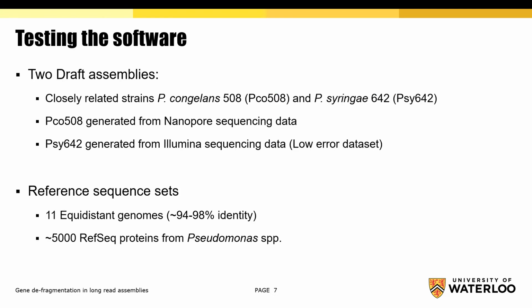So we tested our software on 2 draft assemblies. One of them was generated from long reads, more specifically nanopore sequencing, as well as a short read assembly, which acts as our low error dataset. For the reference information, we collected 11 equally distant reference genomes, hovering around 94 to 98% identity with our assemblies. And for the proteins, we collected approximately 5,000 RefSeq proteins from the Pseudomonas species.